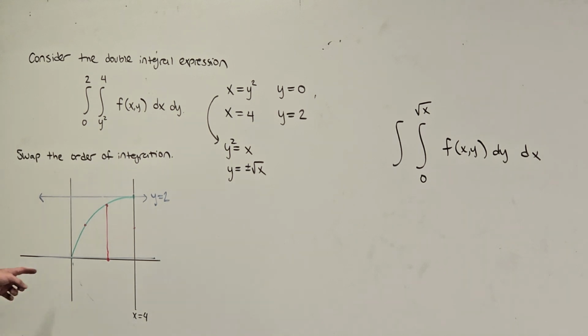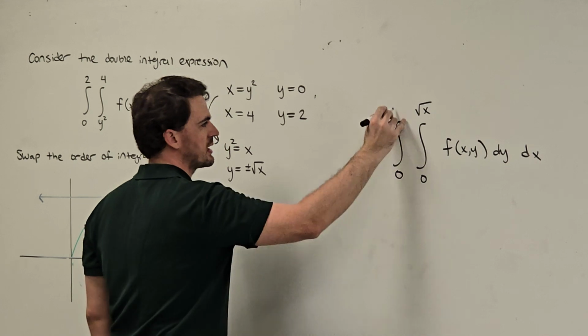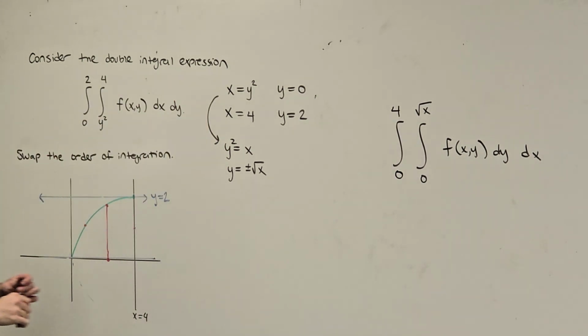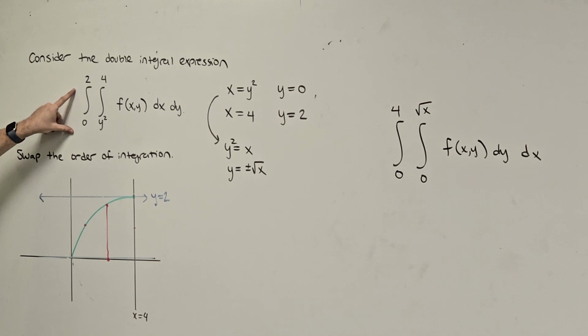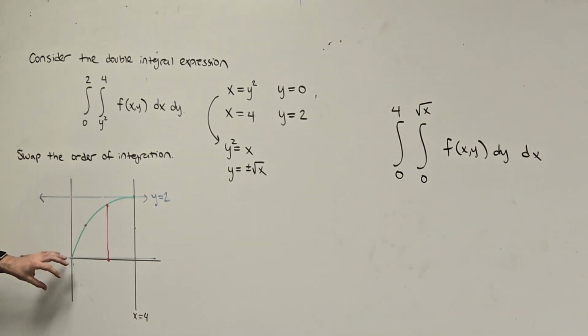And now I'm sweeping left to right, which is from x equals 0 to x equals 4. So that's the other way you could be presented with this problem: you're given a double integral. You have to sketch the region to get a good idea of what's happening to then rewrite.